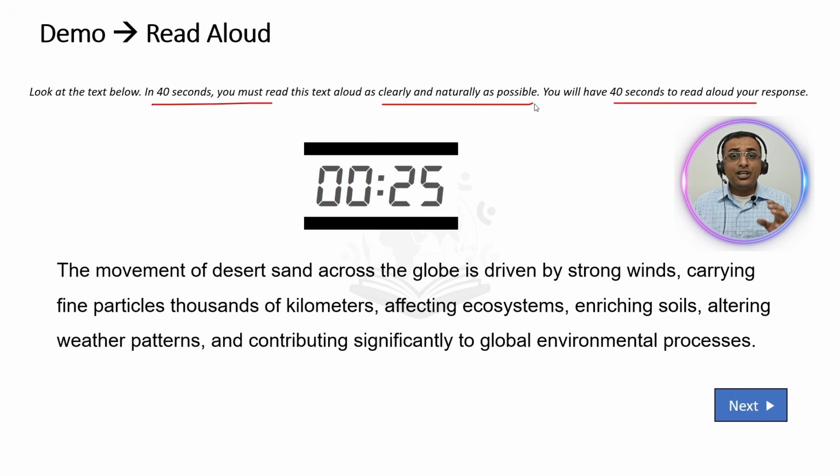So this is how you need to perform in your read aloud question if you want those 8 to 9 marks, which are very easy to grab.